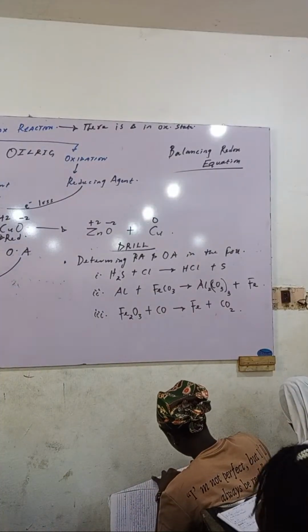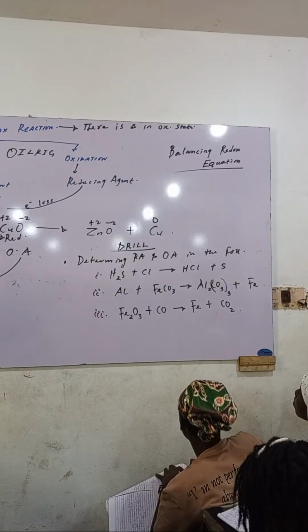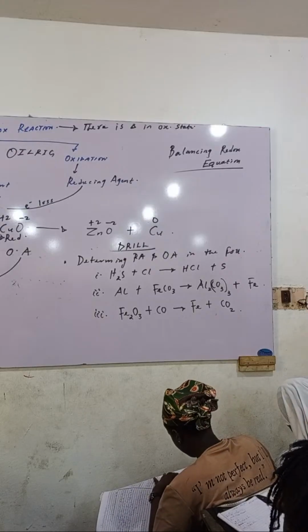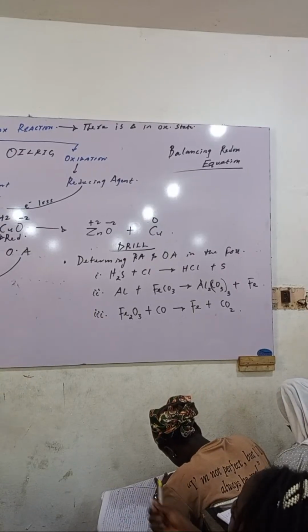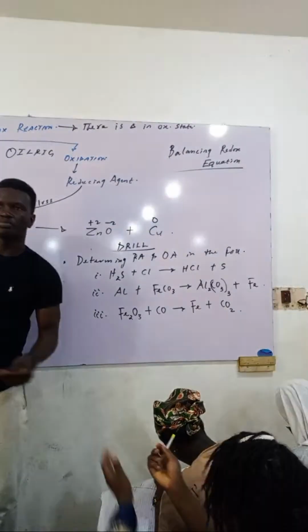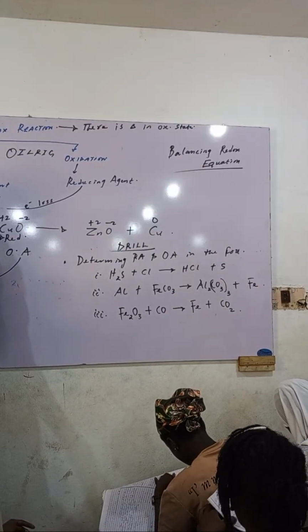So from the three reactions, determine the reducing agent, the oxidizing agent, the one undergoing oxidation and the one undergoing reduction. So that's your job. Let me quickly look at your gathered paper. If you are writing paper now, be writing your name.